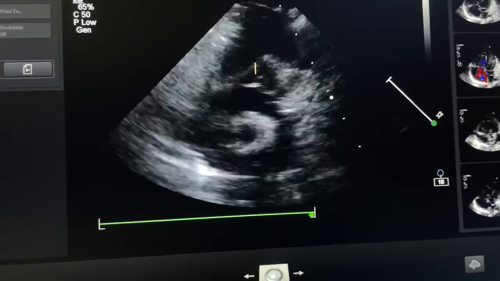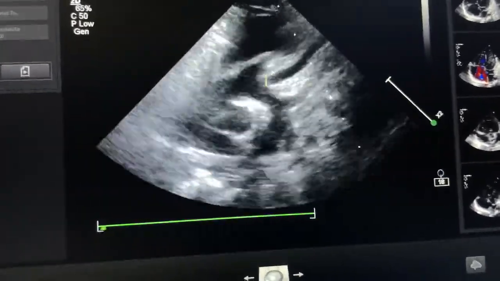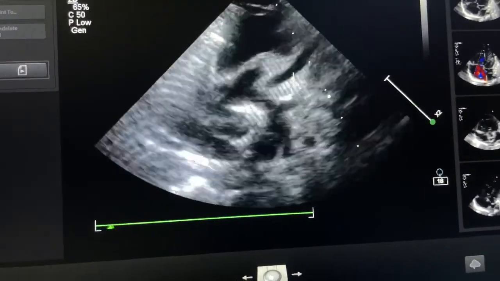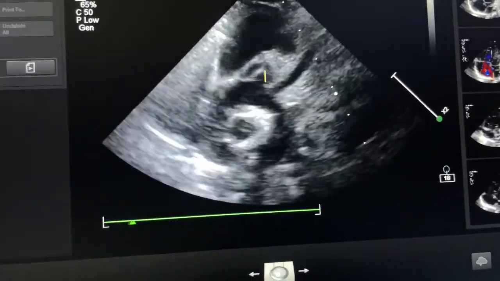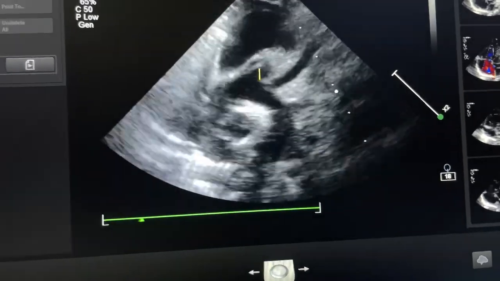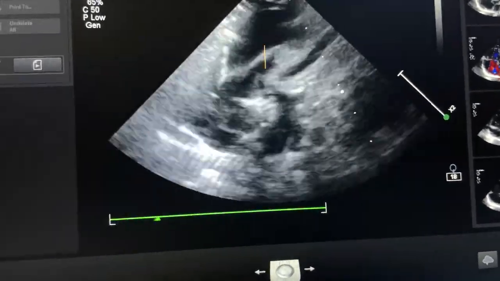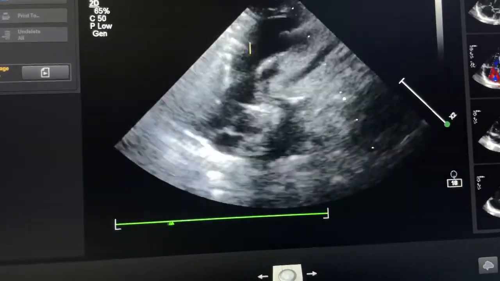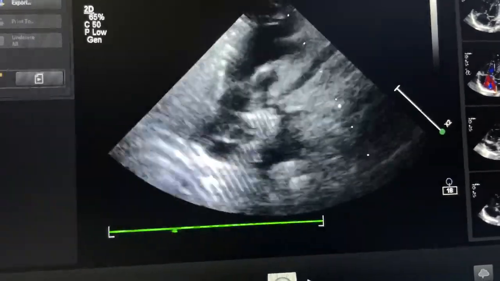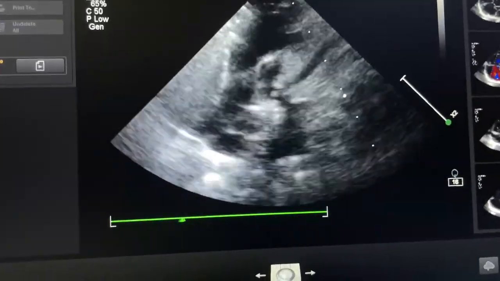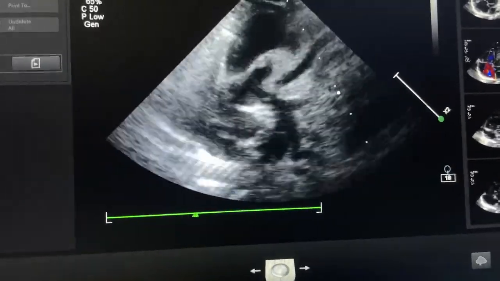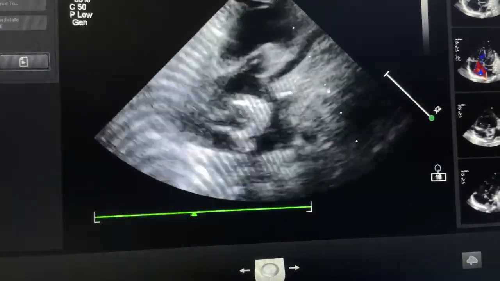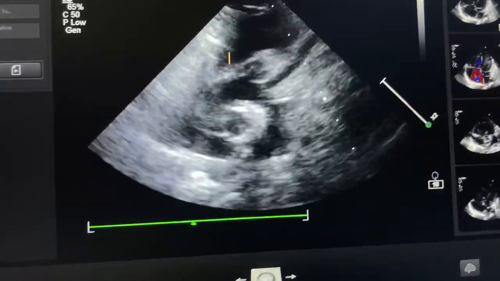So you can see here the right brachiocephalic, then right common carotid, then right subclavian. Three branches coming from the arch of the aorta. This is the superior vena cava. You can see the superior vena cava is highly dilated, severely dilated, only because it receives blood from pulmonary veins also. That is why it is severely dilated.